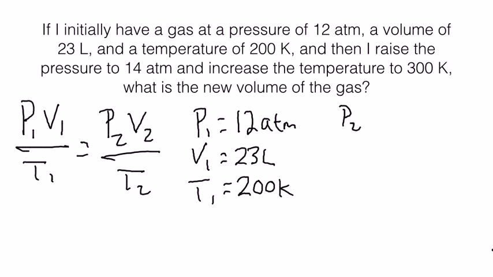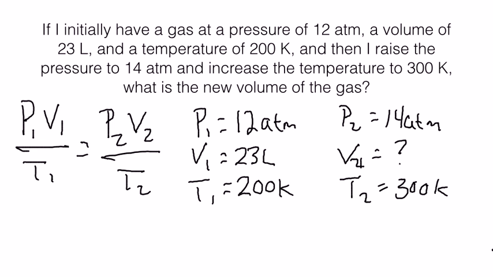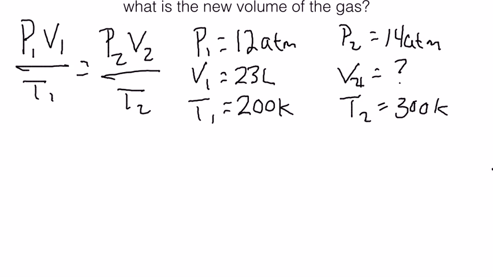P2 is equal to 14 atmospheres. V2 is what we're solving for. And T2 is at 300 Kelvin. So now that we have everything set up, it becomes very straightforward to answer. We're going to plug all of these terms we just defined into our equation on the left side. So let's get started with that.